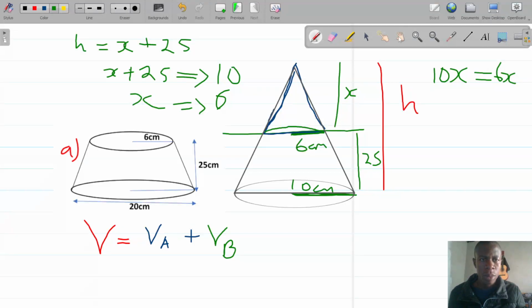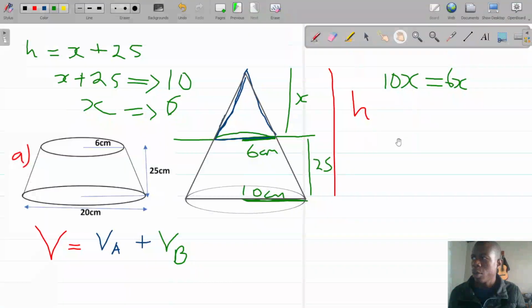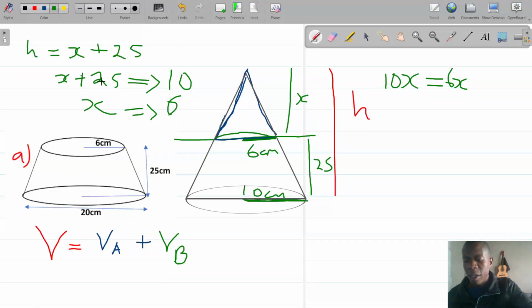6x, just move there, 6x, then we say, so that will give us 150. So we group the like terms, so this would be 10x.